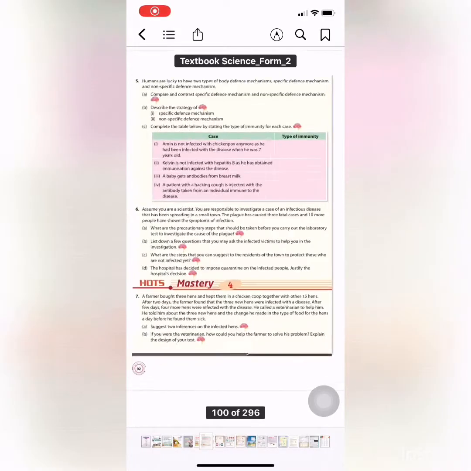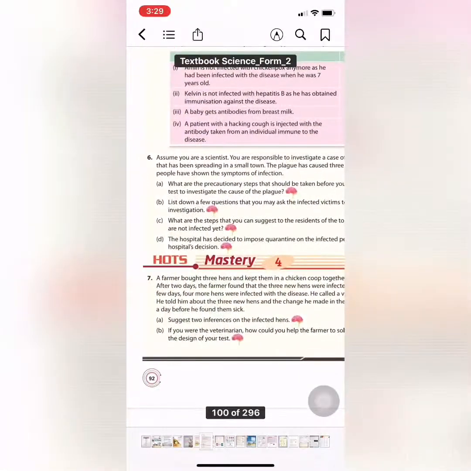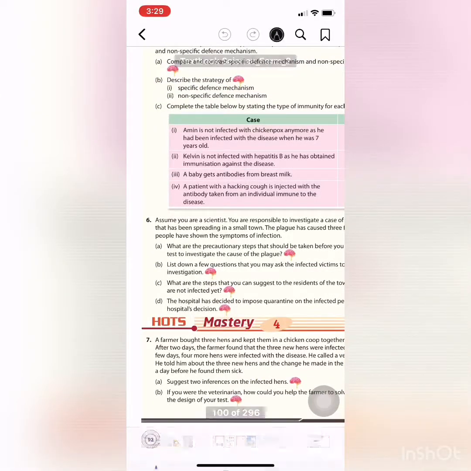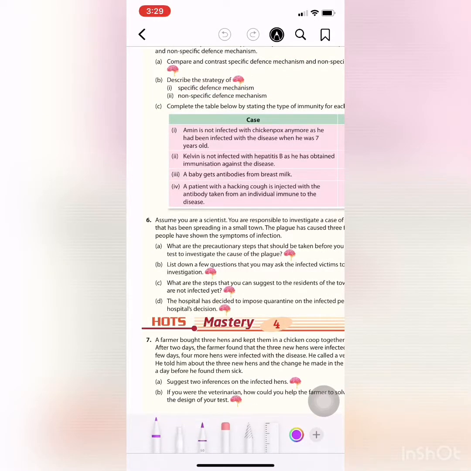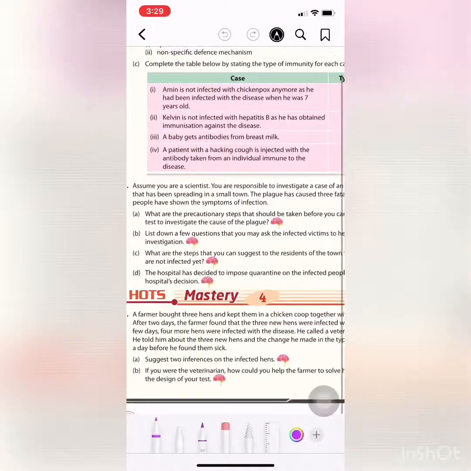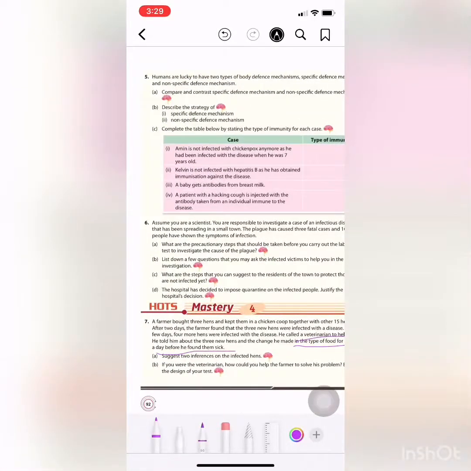Okay, for question number 7, you read the question first. Then 7a, suggest 2 inferences on the infected hens. If you see the question, it is mentioned here that the farmer had changed the type of food for the hens a day before he found them sick. So this could be the first inference. Inference means you need to give a reason.